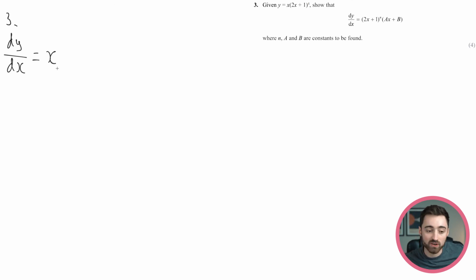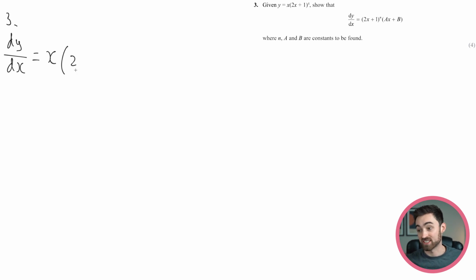So what we're going to do is first of all differentiate the inside function, being 2x plus 1. So the derivative of the inside function is 2. And then we're going to treat the inside function as if it's an x. In other words, we're just going to differentiate the outside function.